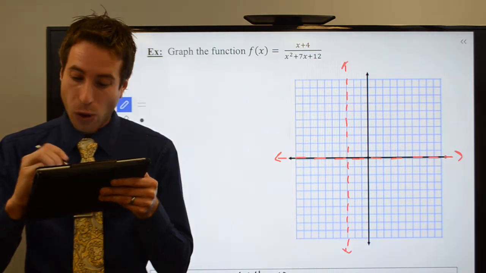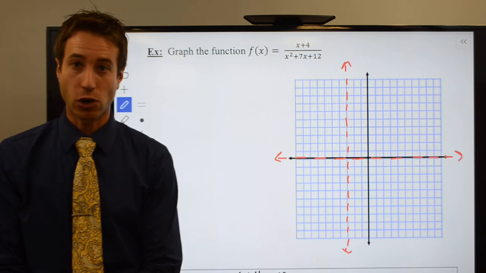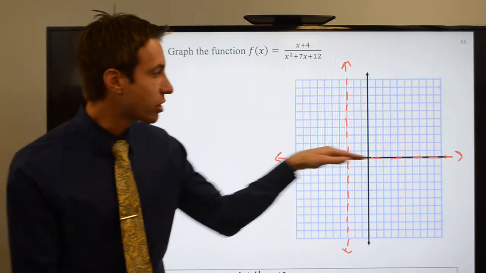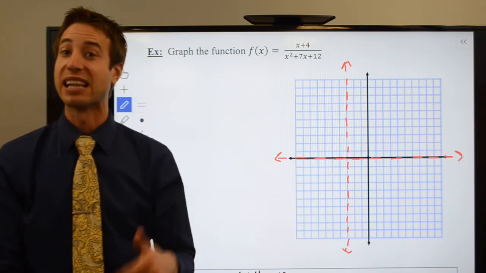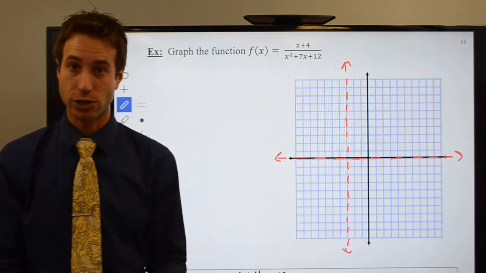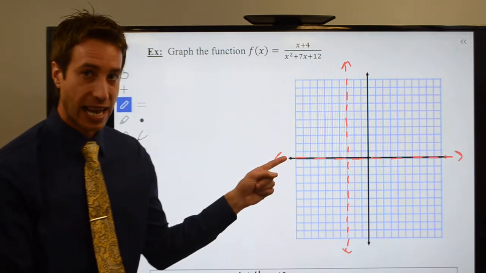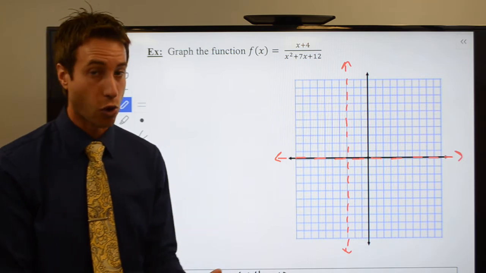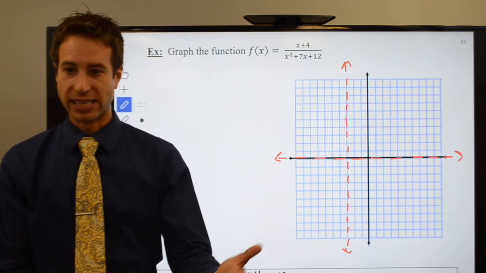Well, now we can see why my function doesn't cross the x-axis. My horizontal asymptote is on the x-axis. Remember, an asymptote is a line that your graph will approach, but never touch. Approach, but never touch. So, since I can't touch the x-axis, that means I can't cross the x-axis. Now, what does it look like?